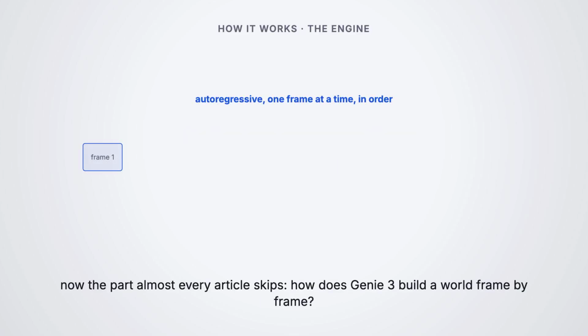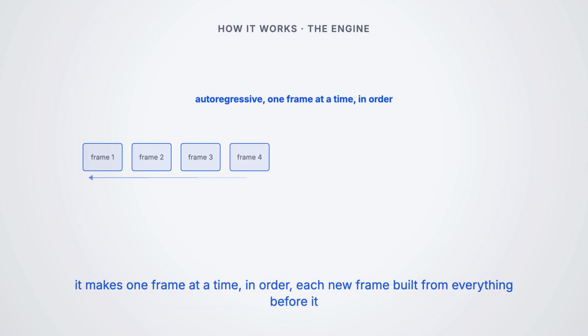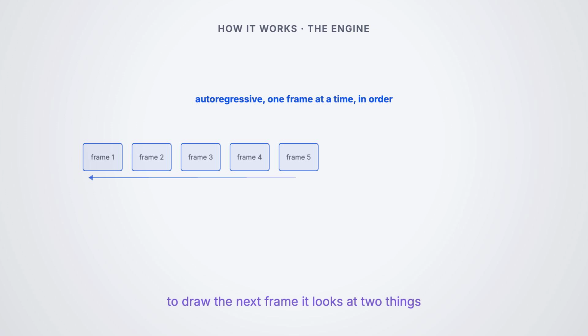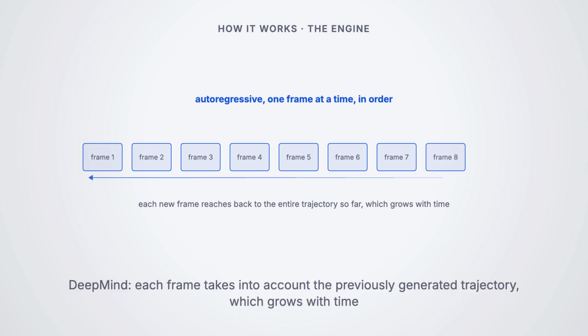Now the part almost every article skips. How does Genie 3 build a world frame by frame? It is autoregressive, a fancy word for a simple idea. It makes one frame at a time in order, and each new frame is built from everything before it. To draw the next frame, it looks at 2 things: the world description you gave and the entire trajectory it has generated so far. DeepMind says it plainly.